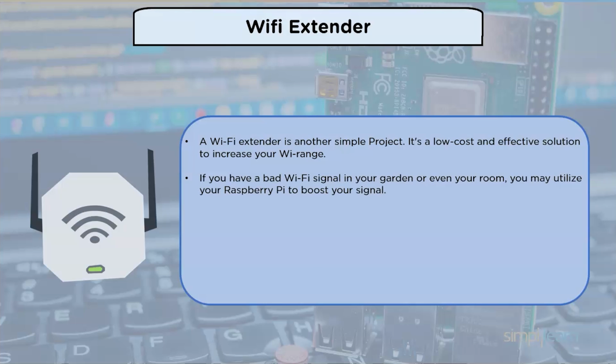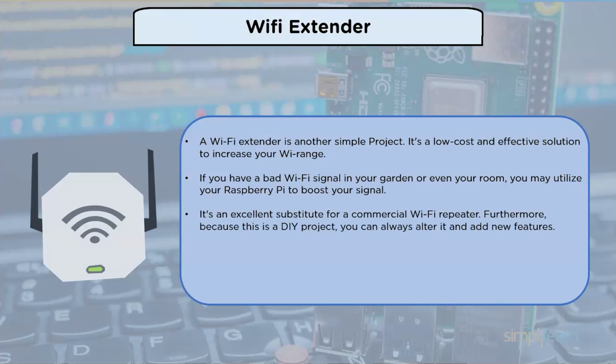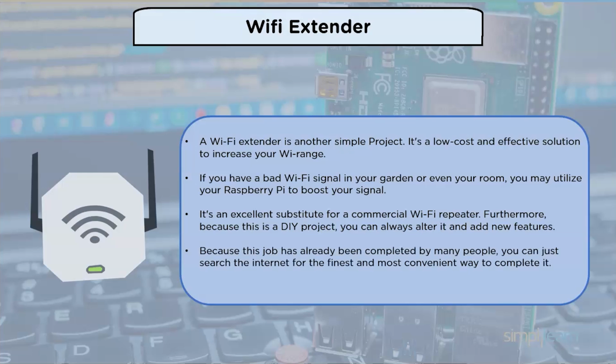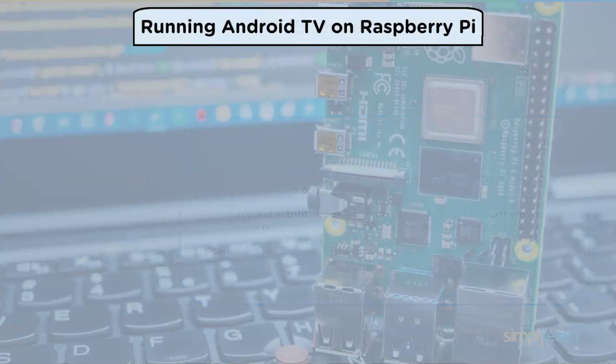If you have a bad Wi-Fi signal in your garden or even your room, you may utilize your Raspberry Pi to boost your signal. It's an excellent substitute for a commercial Wi-Fi repeater. Furthermore, because this is a DIY project, you can always alter it and add new features. Because this job has already been completed by many people, you can just search the internet for the finest and most convenient way to complete it.